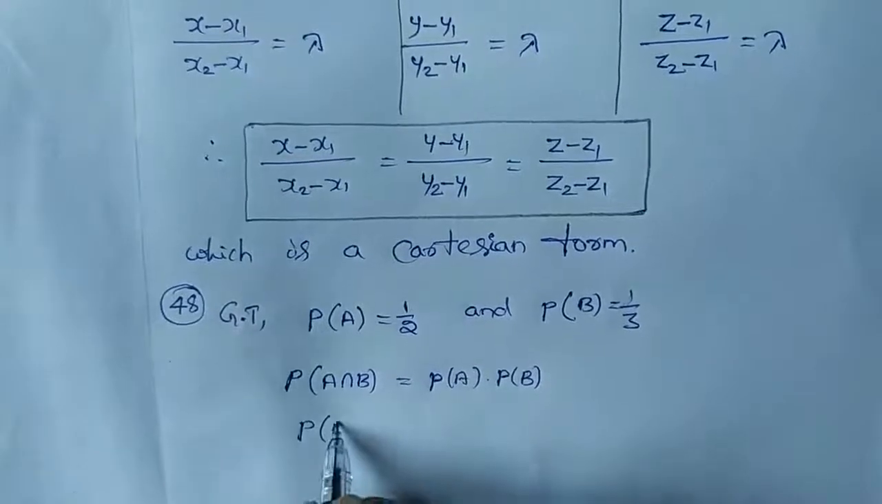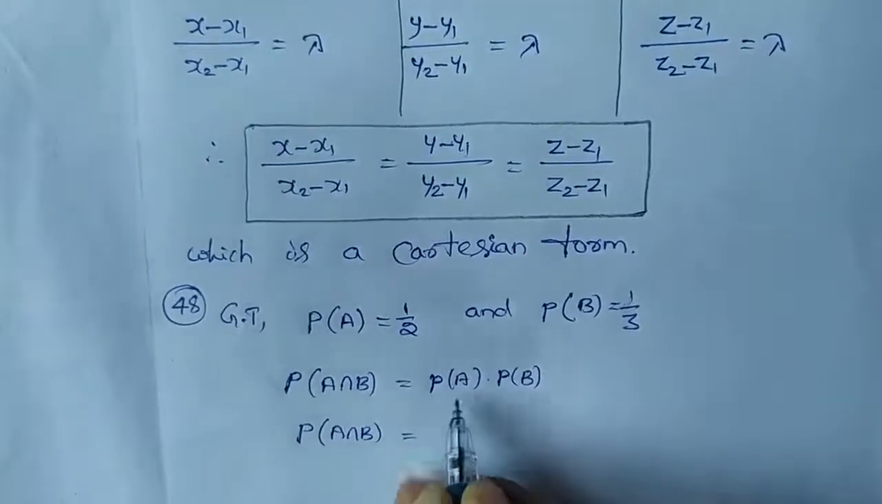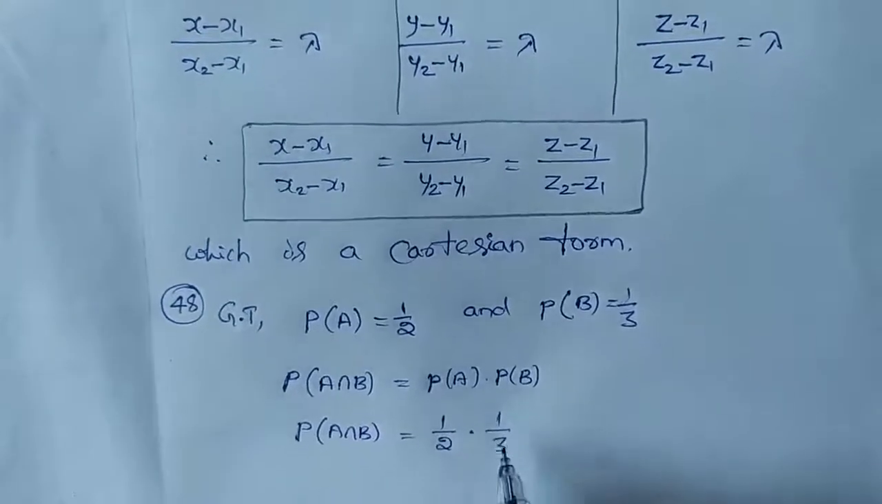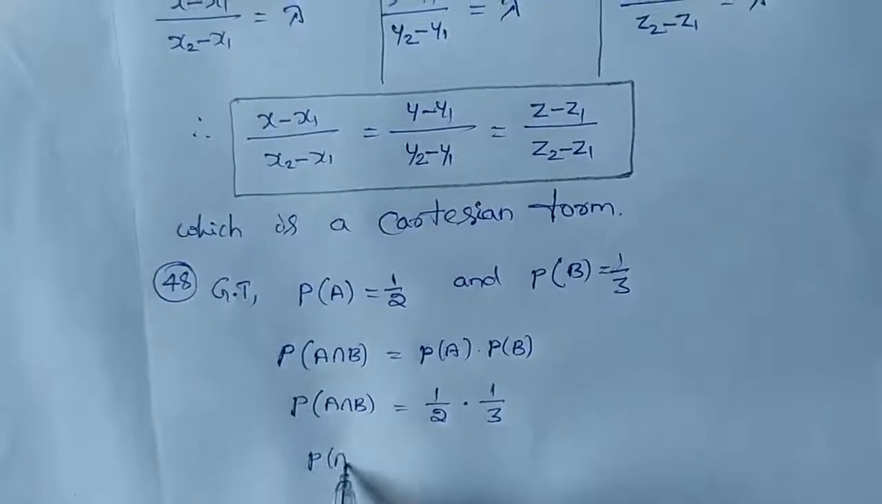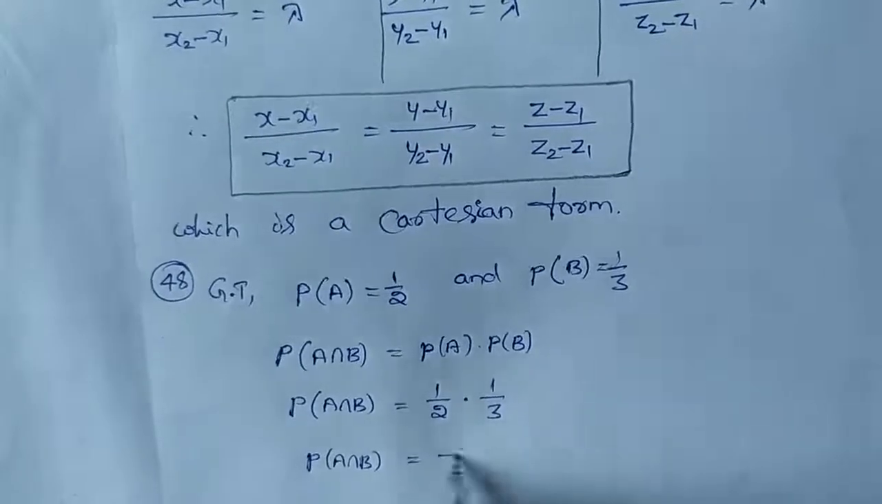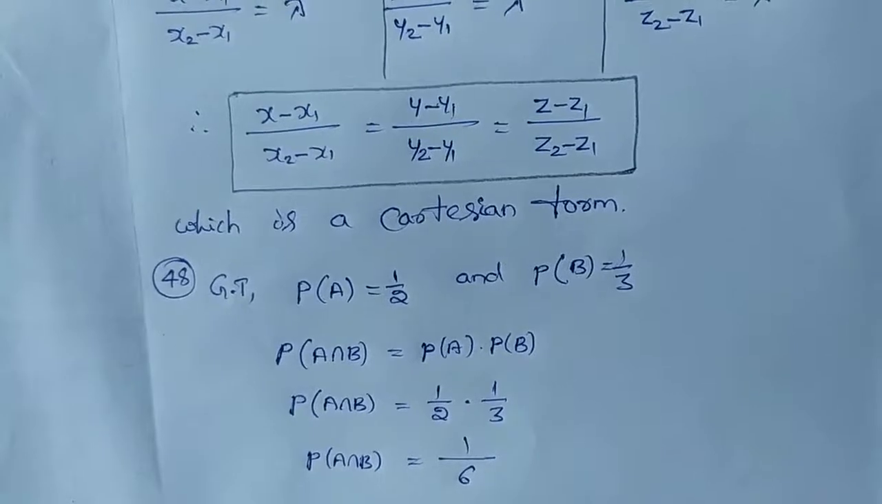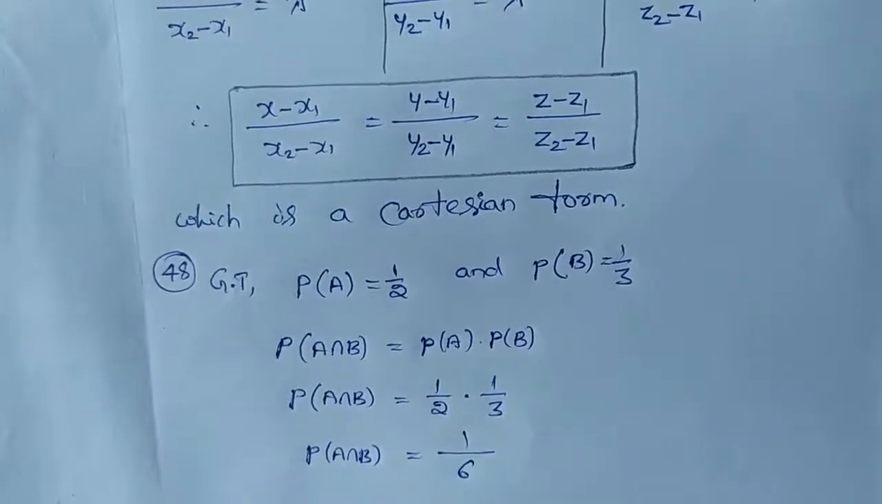Now P of A intersection B equals P of A, which is 1 by 2, into P of B, which is 1 by 3. Therefore P of A intersection B equals 1 divided by 2 into 3, which is 6. Now we found P of A intersection B.